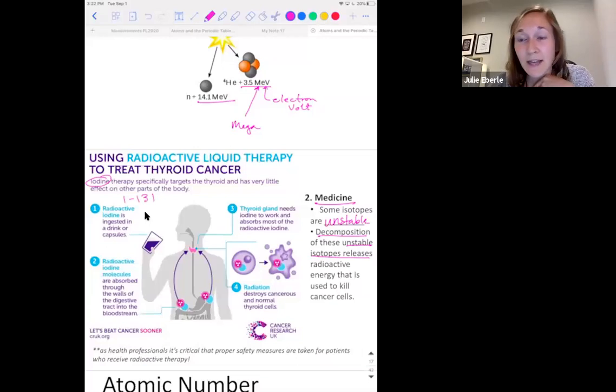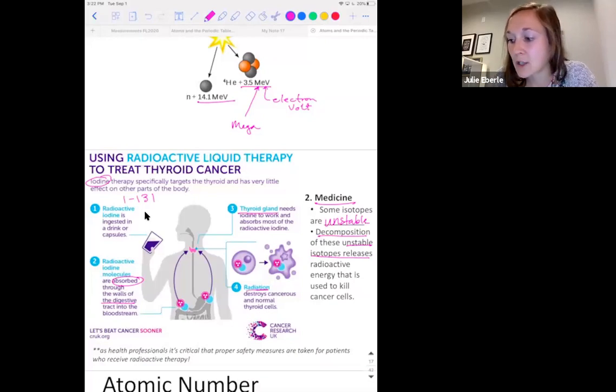Okay, this is not the natural kind of isotope of iodine. It is an isotope of iodine. Now, I know you don't even know what an isotope is yet, but here's what they do. They drink it, radioactive isotopic iodine. It is absorbed through our digestive system, gets into your bloodstream. The thyroid, okay, if we're trying to kill cancer cells in the thyroid, is what absorbs most of our iodine.